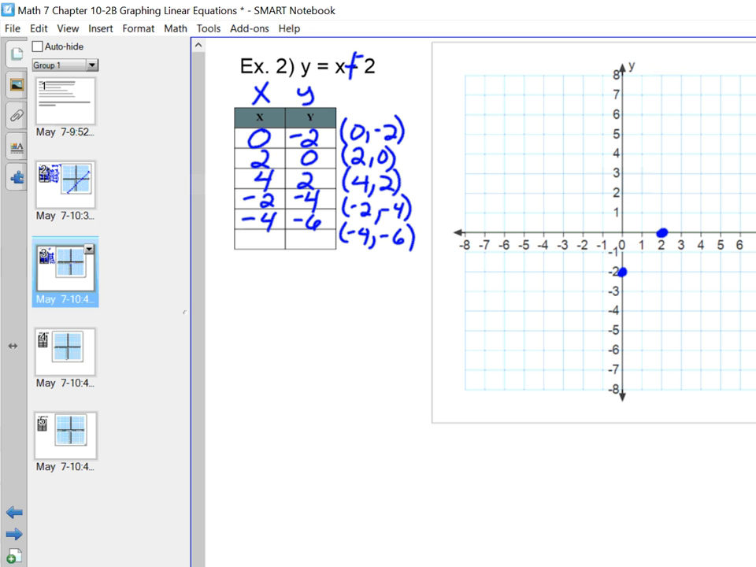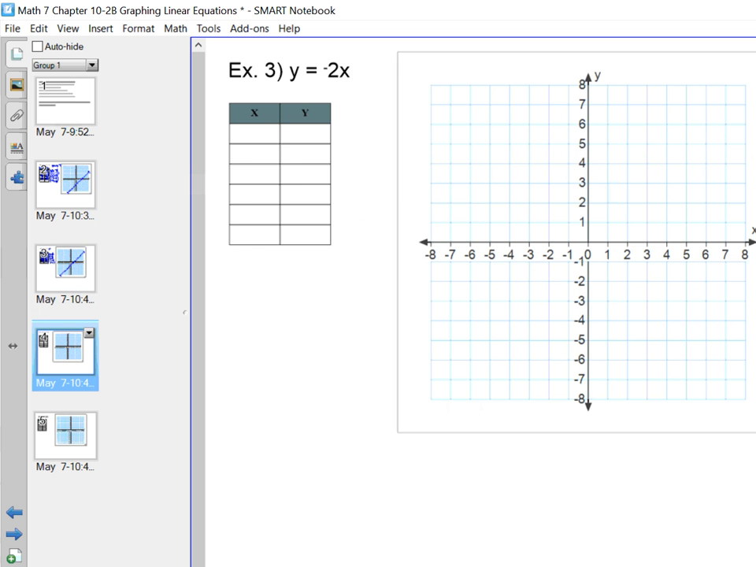4, 2 will be up here in quadrant 1. -2, -4 will be in quadrant 3. And -4, -6 will also be in quadrant 3. And this line will pass through quadrants 3, 4, and 1. Now again, you can use your ruler. We will connect the points. And again, make sure you go through the whole quadrant. Whoops, I'm a little off there. And there we have our solution for y equals x minus 2.